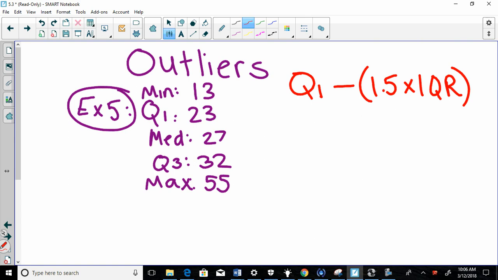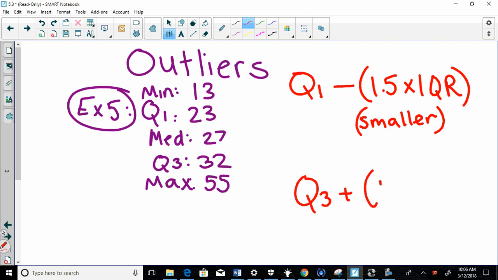And so if your data is smaller than that answer, then it is an outlier. It's a small outlier. If your answer is larger than this one, then it's a big outlier. It's part of the formula. So basically what they're doing is they're finding the interquartile range and multiplying it by 1.5. That's what they consider an outlier.